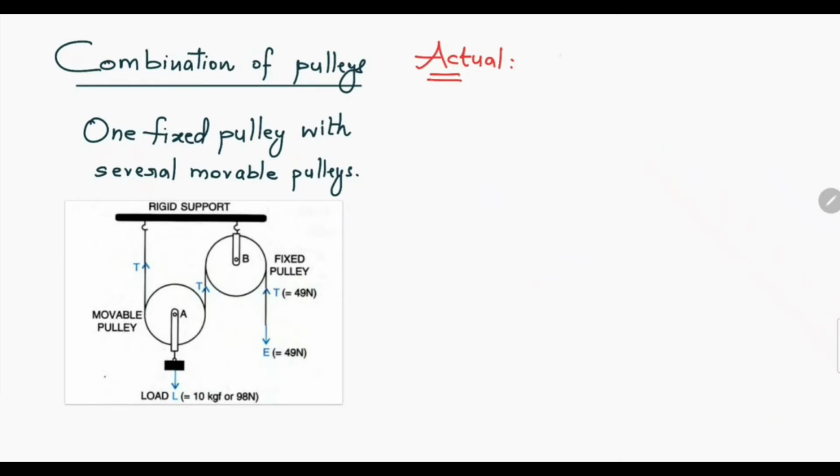In case of actual machine, MA will be less than 2 raised to n, but VR, as I told you, is a constant, will be equal to 2 raised to n. And once again repeating, what is n? N is the number of movable pulleys, and efficiency will be less than 100%.